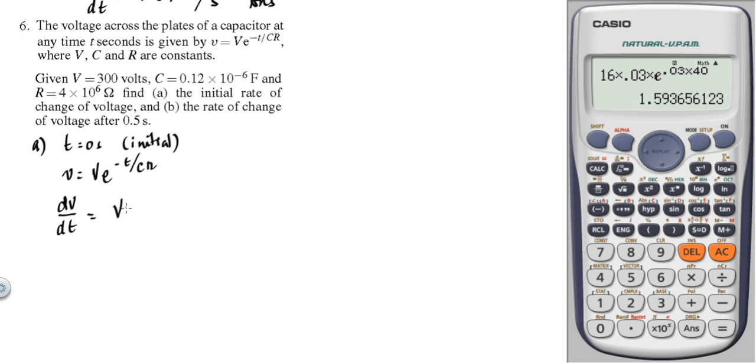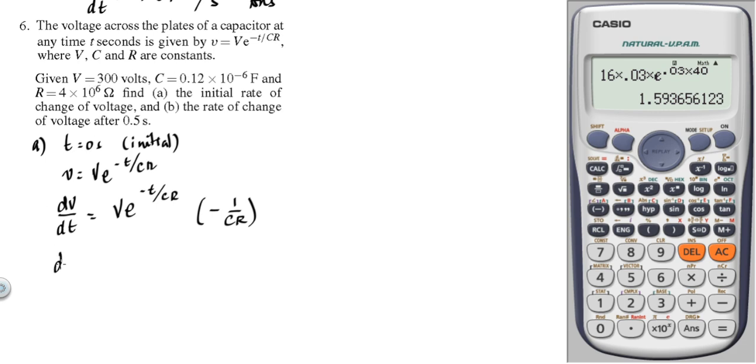So we have here V times e raised to minus t over CR, then the derivative of this, the V and CR are constant. So we have minus 1 over CR, or dt over dt is 1. So okay lang yan, no? So ganyan talaga. Negative 1 over CR. Okay, so t is 0, no? May mga values tayo given, 300, 0.12, and 4.